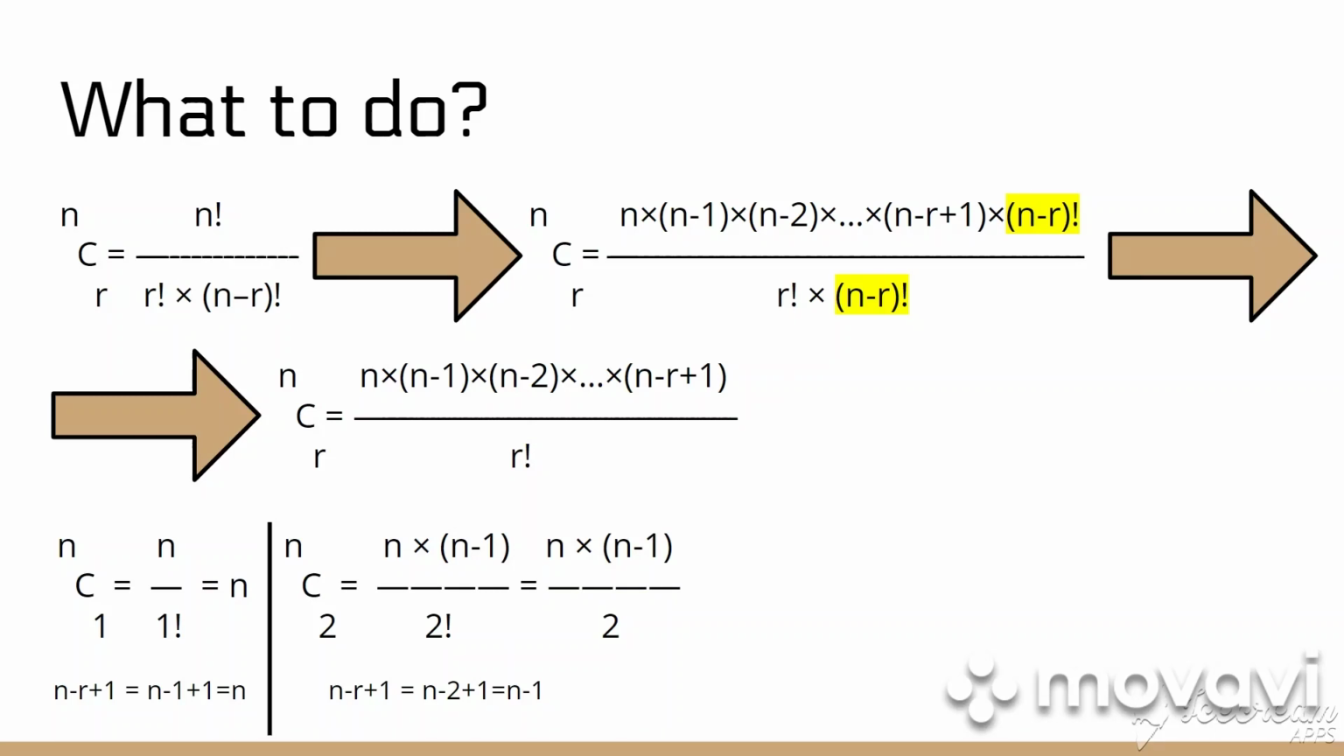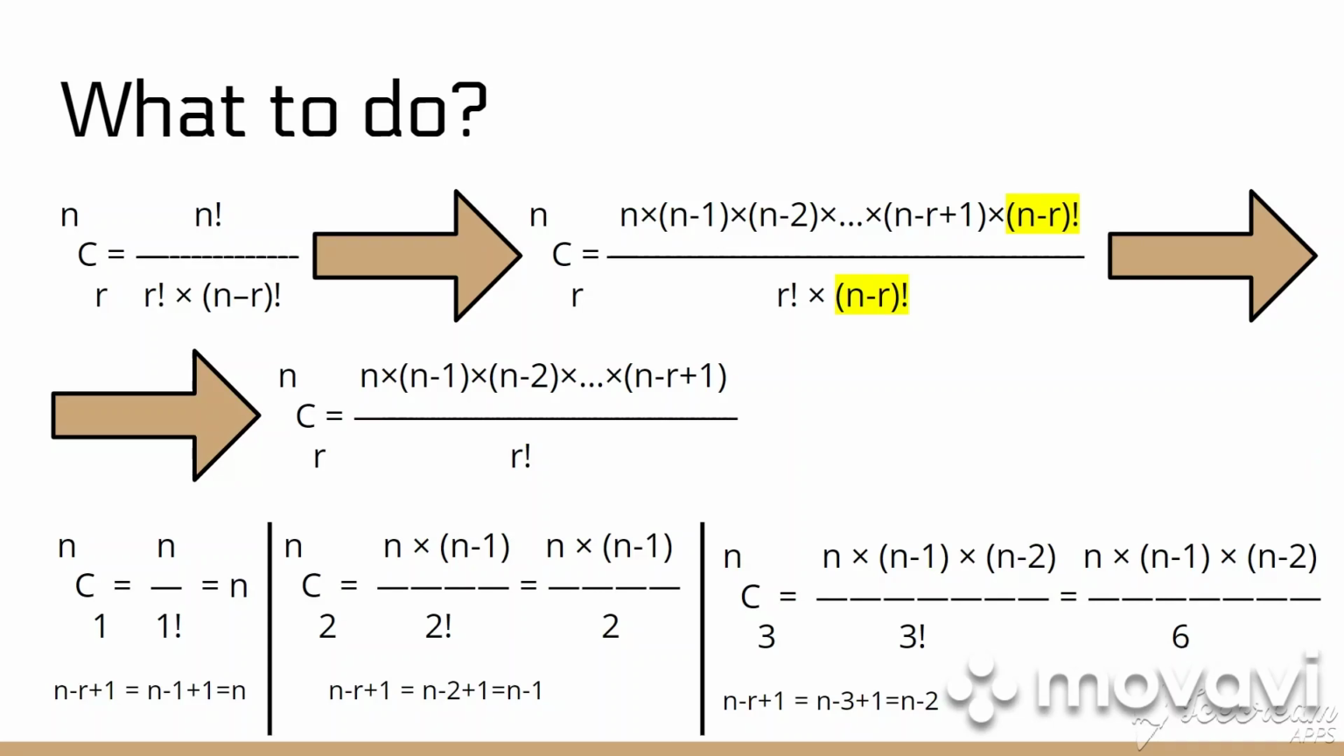A similar task should be done with nC2. R is equal to 2, so n minus 2 plus 1 is equal to n minus 1. So first term is n, last term is n minus 1. So we can only use two terms, and it's all divided by 2 factorial. And we see the answer on the screen itself. And the same can be done with the third equation, nC3. The last term is n minus 2, and we get n multiplied by n minus 1 multiplied by n minus 2 divided by 6.